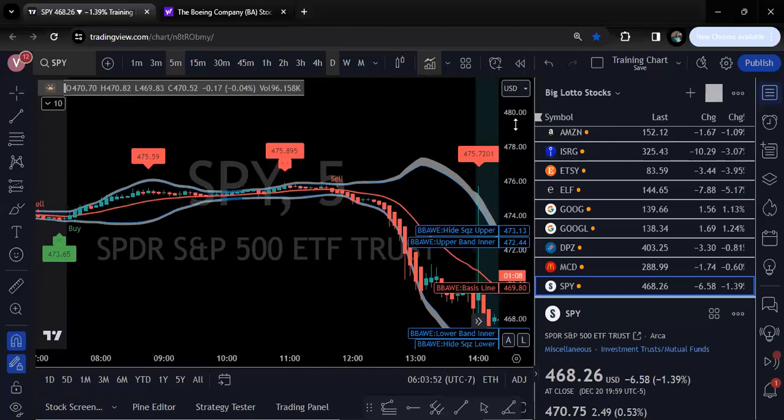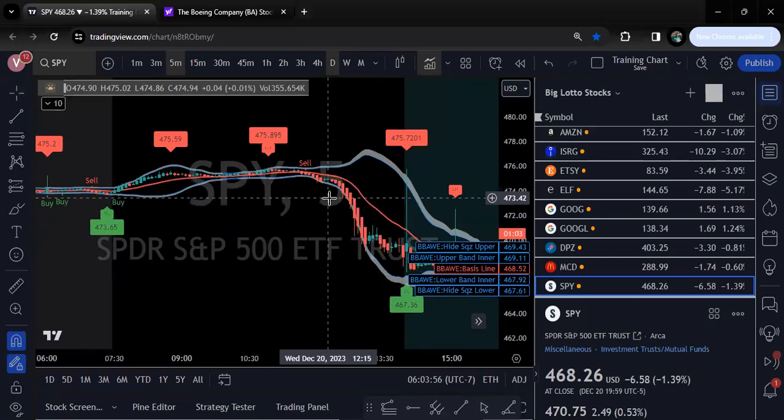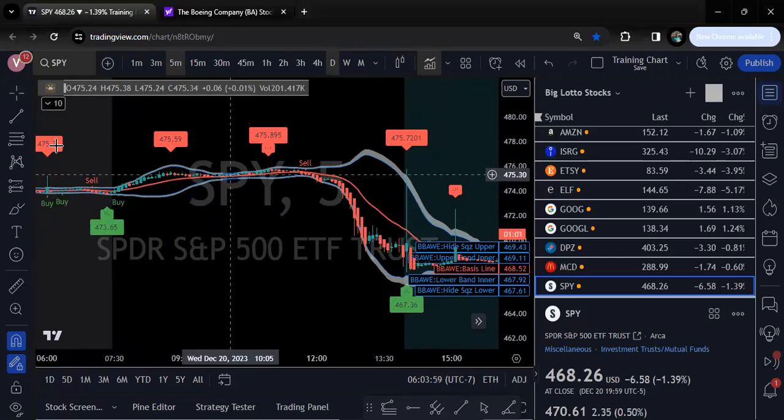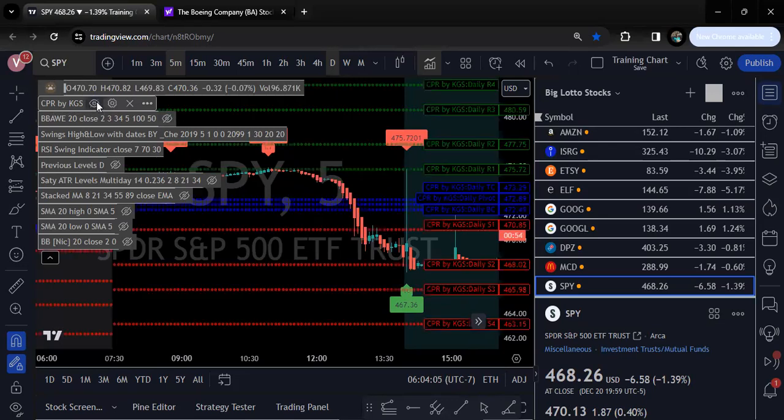Okay, so the other indicator we're going to use is our usual CPR, but instead of looking at it on the weekly, you're going to change it to the day.